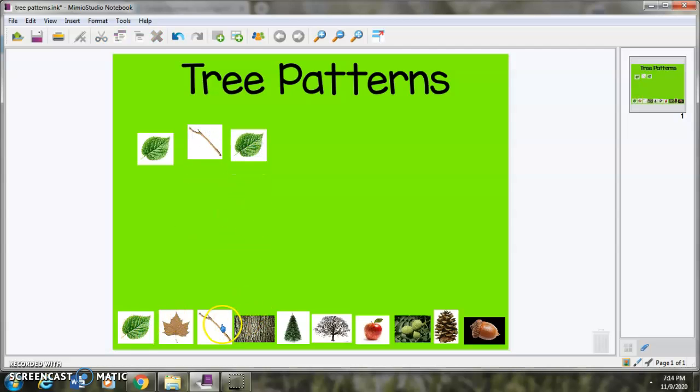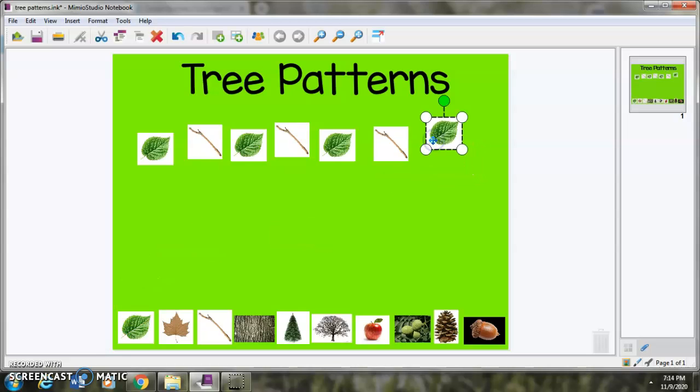The green leaf and then the stick. So look at that and see what you think. Do you think this is a pattern or not? It goes green leaf, stick, green leaf, stick, green leaf, stick. Do you think that's a pattern? So if you said yes, you are right. This is a pattern because it's doing the same thing over and over again. Green leaf, stick, green leaf, stick. What do you think would come next? If you said green leaf, you are right.